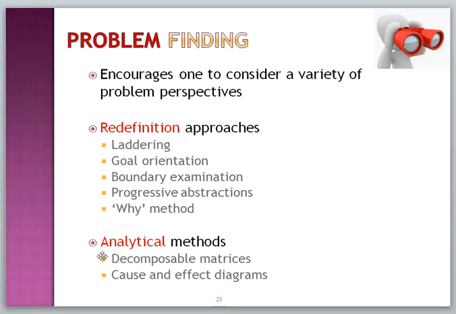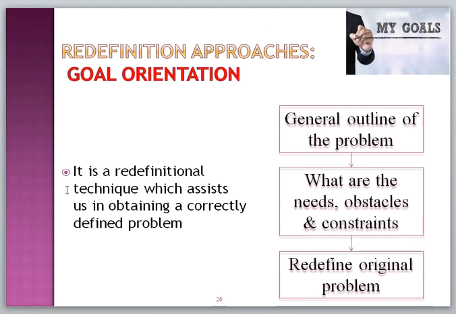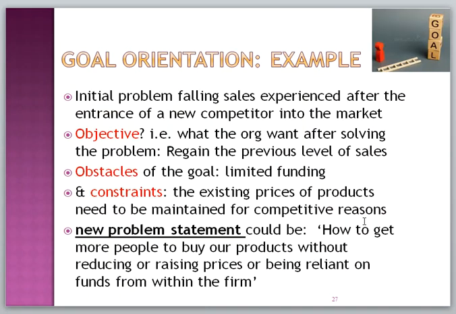Technique number 2, goal orientation. We finished laddering, we have now goal orientation. Goal orientation is another simple technique that assists in obtaining a definition. We outline the problem in general, and then we collect data or ask ourselves what we need, and what might be the obstacles and the constraints of the problem. Based on understanding this, we redefine the original problem. So let's have an example.